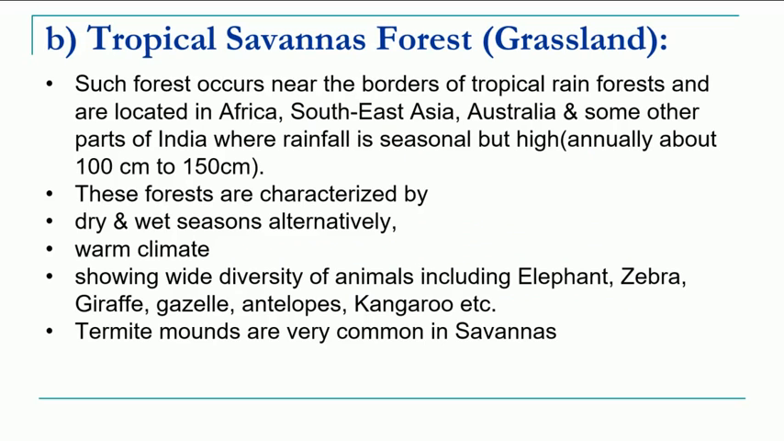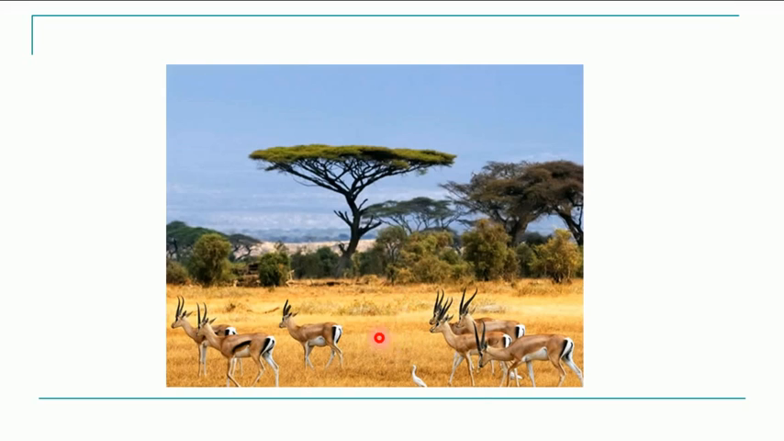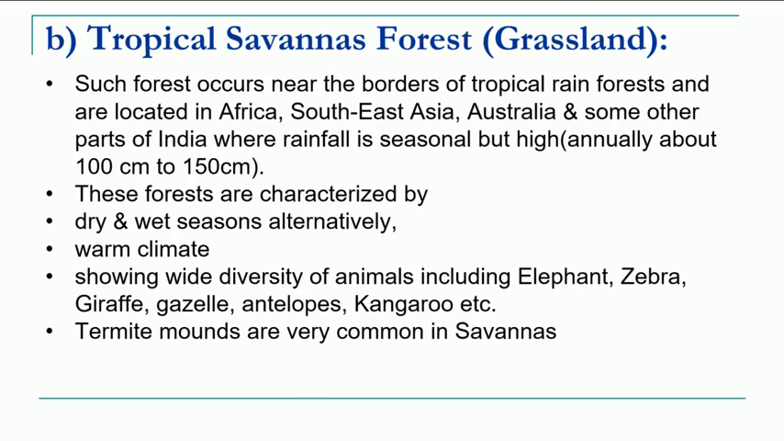Now the second type of tropical forest is called tropical savanna forest. So let's see one picture. So this is a typical savanna forest. So this is basically a grassland type of forest where you hardly find large trees, but it has grasses and shrubs. So such forests are very abundant in Africa, Southeast Asia, Australia, and some parts of India as well.